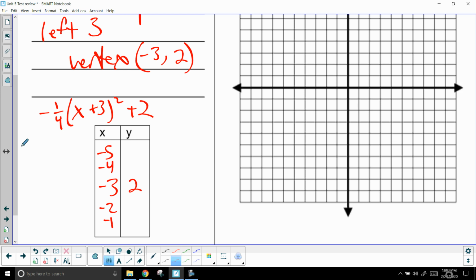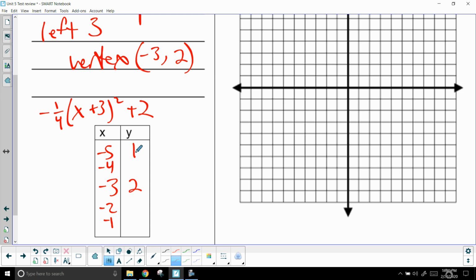Parentheses, negative 5, plus 3, squared, plus 2. So when I plug in negative 5, I get 1. I'm simply going back. Sorry, I've got sausage fingers.